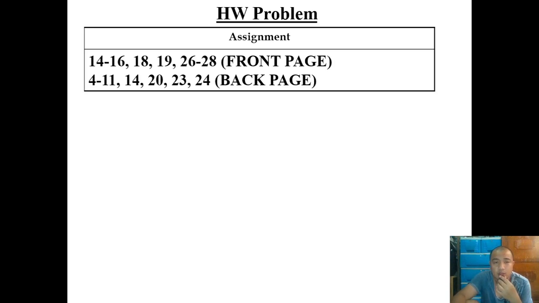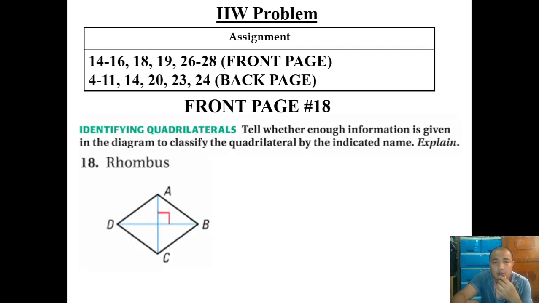So for your assignment, answer this. You can screenshot this part. Also, tell whether enough information is given in the diagram to classify the quadrilateral by the indicated name. Is that a rhombus? I think so, because its diagonals are perpendicular. Answer, no. Could be a kite also. So it's not enough. It should have said all sides are congruent. So the answer is no.